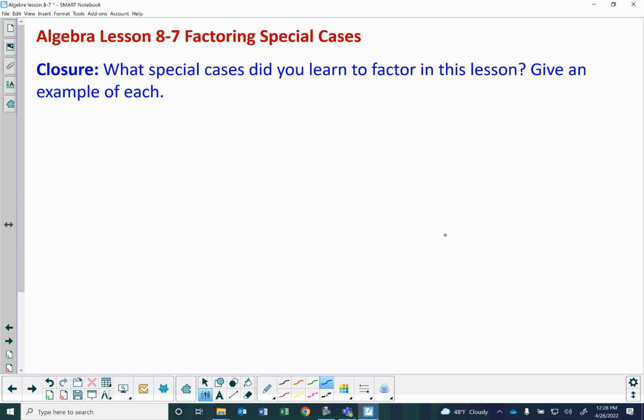Closure question. What special cases did you learn to factor in this lesson, and give an example of each? So name them and then just give me an example of them. What special cases did we learn, and give an example of each?